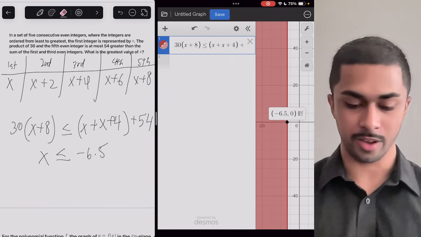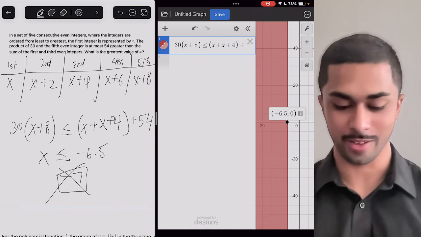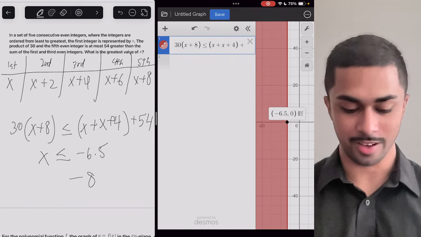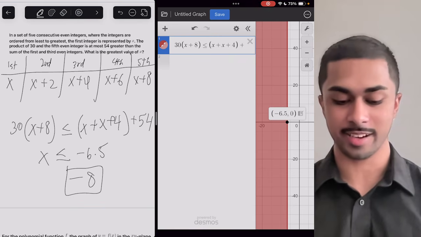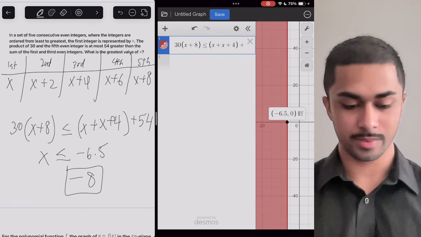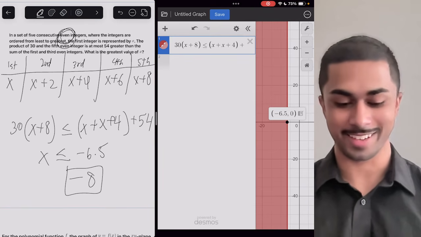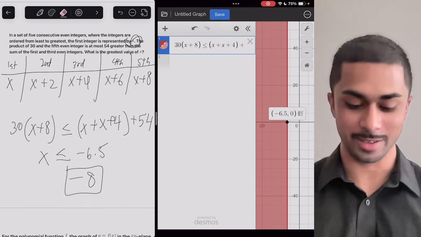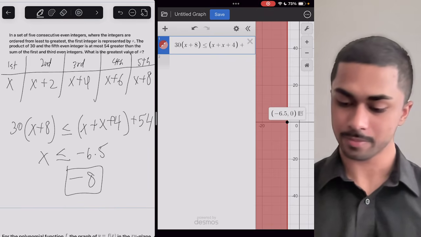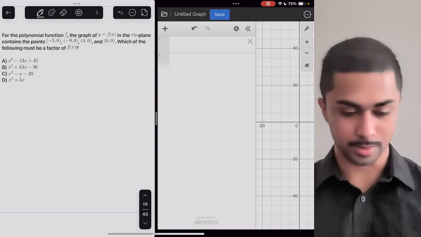What is the greatest value of x? If you answered negative 7, you would be wrong. It's not negative 7. The greatest value of x is negative 8 because it has to be less than negative 6.5. It has to be an integer, and it also has to be even. That's the trick. It has to be even. So your answer is negative 8. All right, let's move on.